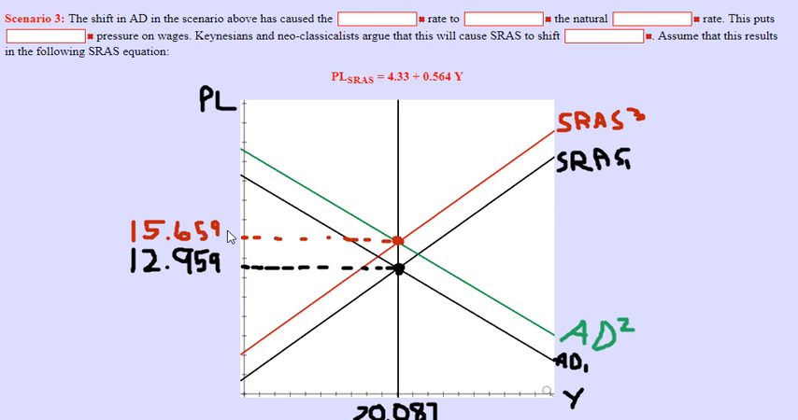Okay. Up here, the shift in aggregate demand from above has caused the unemployment rate, as I said, to rise above the natural unemployment rate. This puts upward pressure on wages. Keynesian neoclassicals argue that this will cause short-run supply to shift upward. And hopefully these are the right phrases. I'll hit enter and check my work.